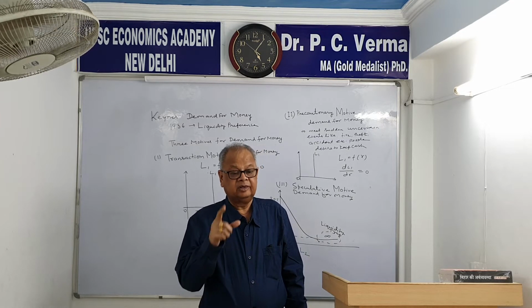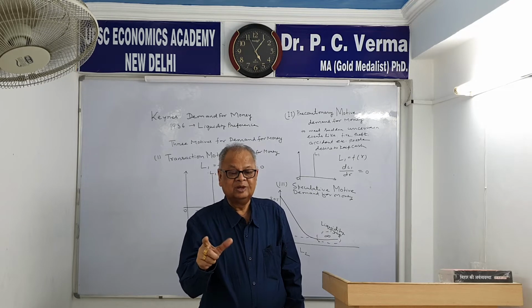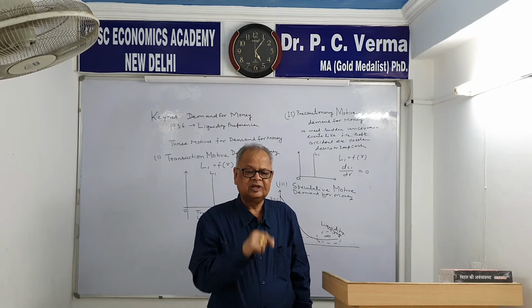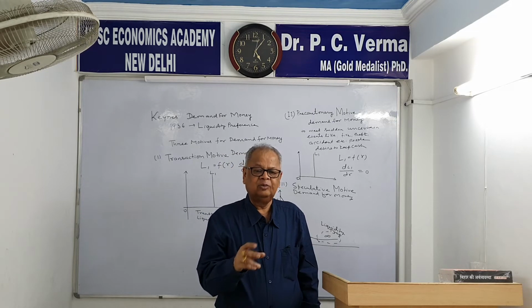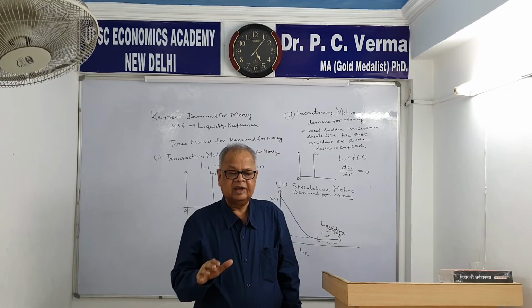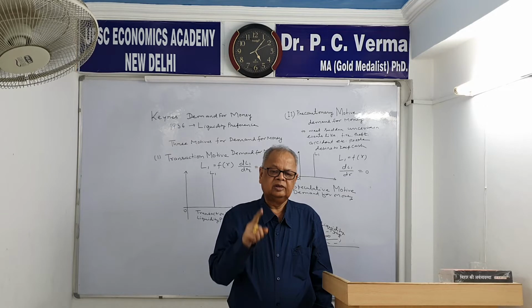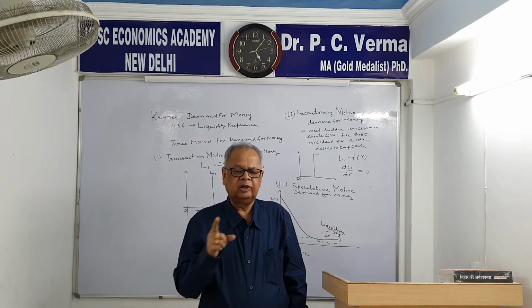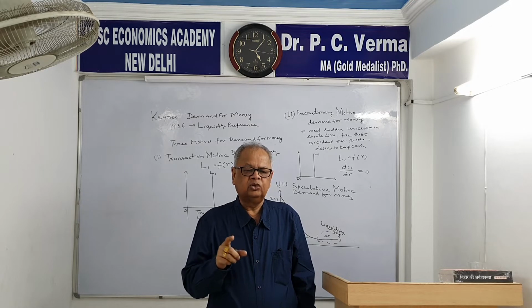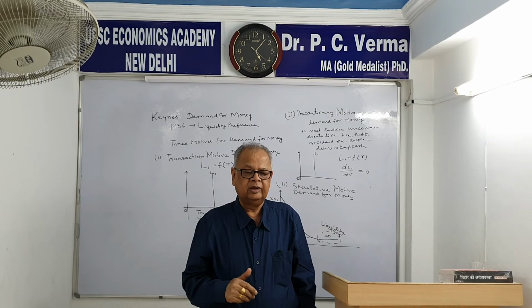Marshall discussed desire to keep cash, but for precautionary motive. Fisher said demand for money is for transaction purpose. But Keynes cited three motives: transaction motive, precautionary motive, and speculative motive. Due to these three motives, there is demand for money in the capitalistic economy.